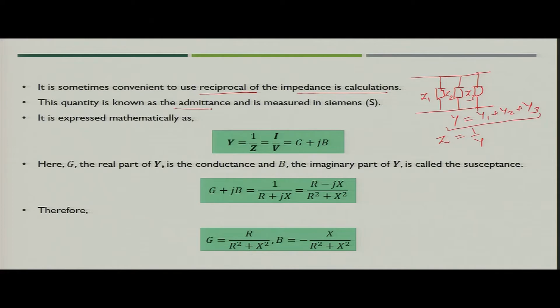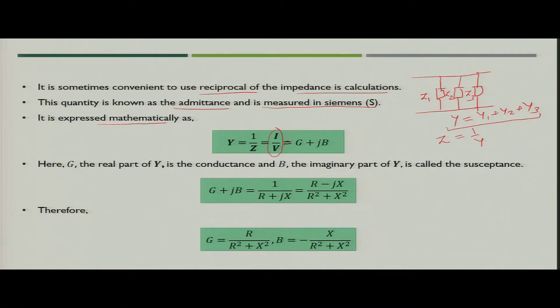Now, admittance is nothing but the reciprocal of impedance, and it is measured in Siemens, or you can say it is also measured in mho. So, mho and Siemens both are the same, you can use them interchangeably, and the admittance is expressed mathematically as Y is equal to 1 by Z, or you can write I by V.